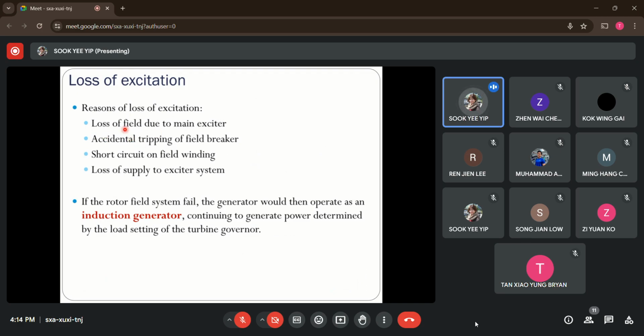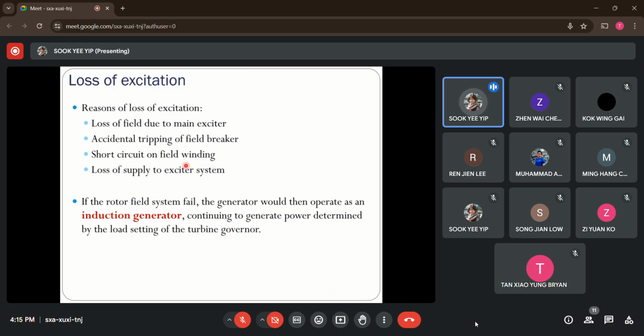Next, we might accidentally trip this breaker, and that's why it's no longer working. Thirdly, we might have the field winding with a short circuit condition due to insulation failure. And the last one is because we have no supply to the excitation system. Under these situations, the rotor field system starts to fail. So now the generator continues to be driven, but it will operate as an induction generator, continuing to supply the power demand determined by the turbine governor.